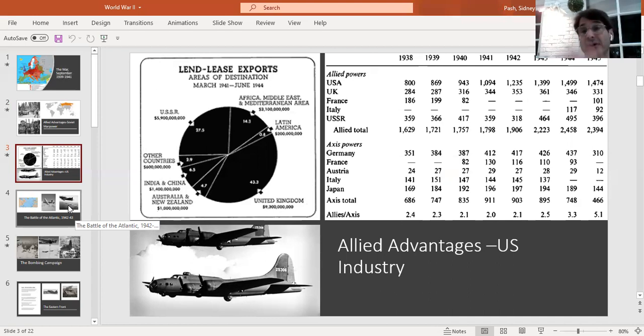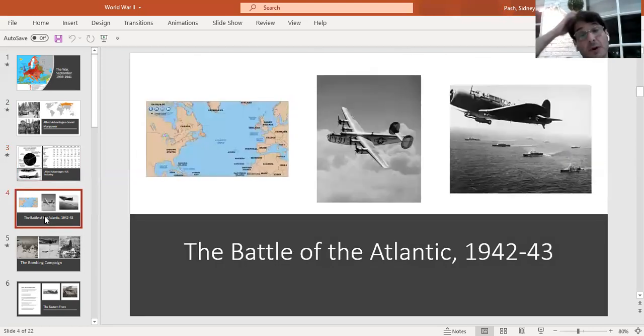Let's now take these general advantages that we've talked about, Soviet manpower, American industry, and see some campaigns and battles where these advantages explain Allied victory. First place we want to look at is the Battle of the Atlantic during 1941 and 1943. Here's the war zone, the Atlantic Ocean.